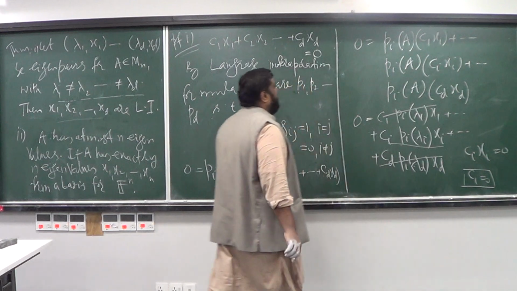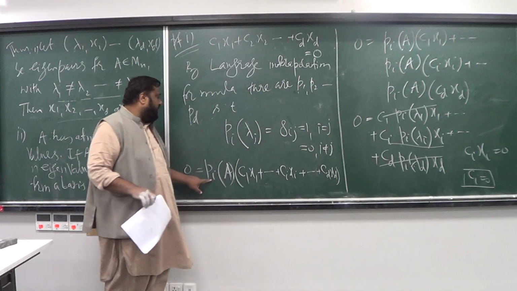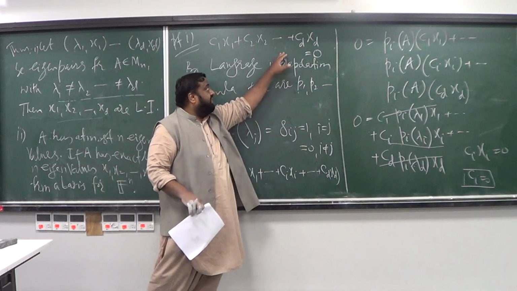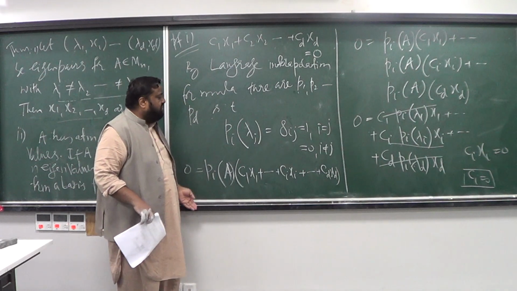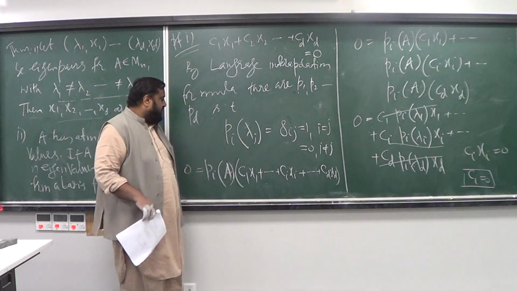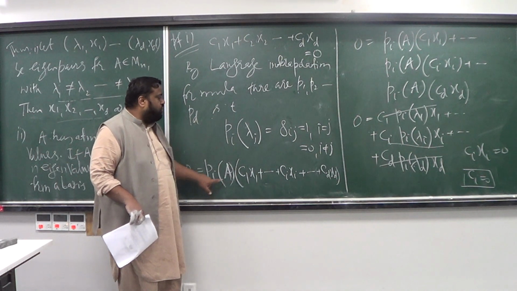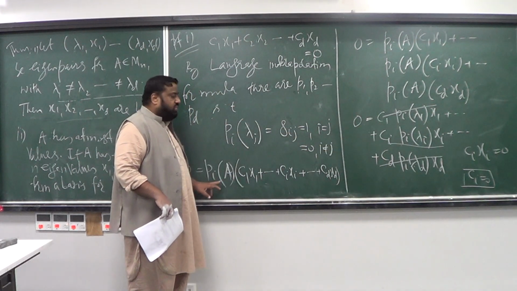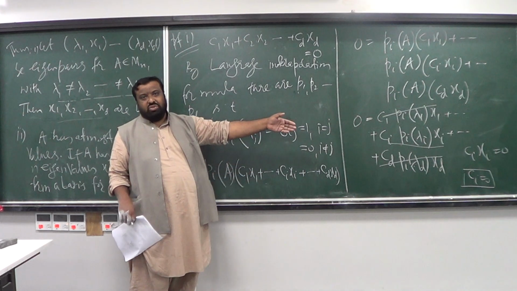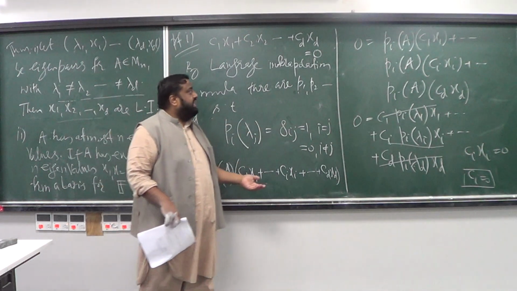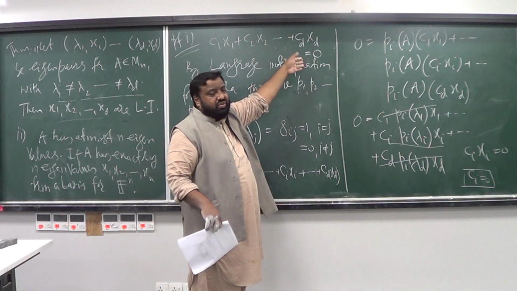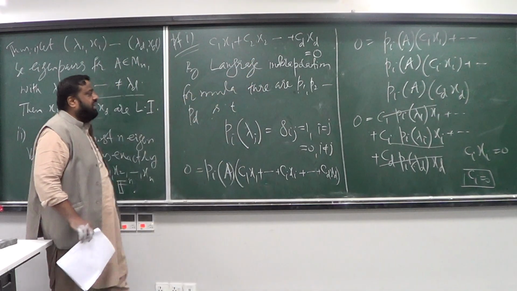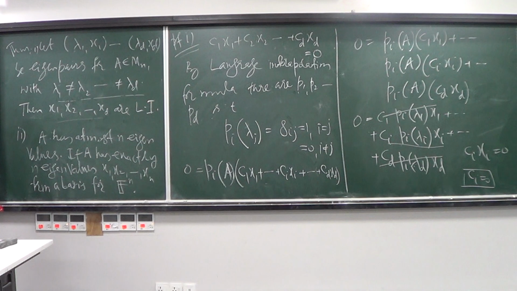So what does this calculation show? If I take the ith polynomial evaluated at A and operate it on the given linear combination, I get the conclusion that ci is 0. If I just take i equal to 1 and do this calculation, I get c1 equal to 0. If I take i equal to 2 and repeat these calculations, I get c2 equal to 0. In this manner, I can show that all of these ci's are 0, and hence the vectors x1, x2, up to xd are linearly independent.